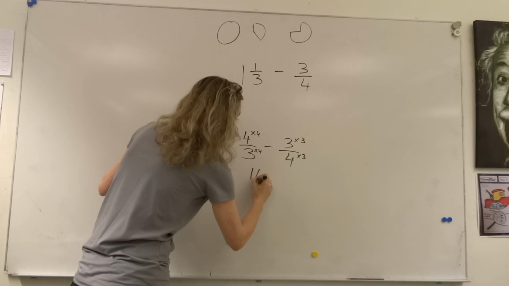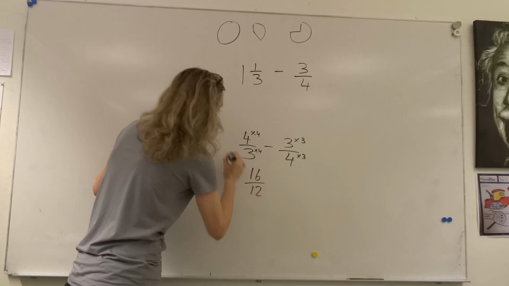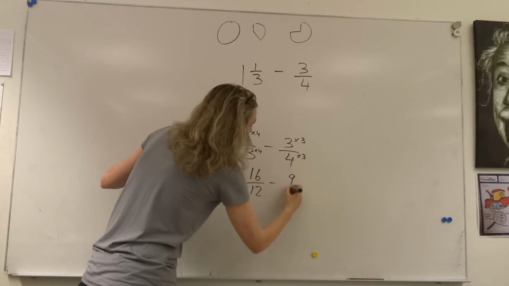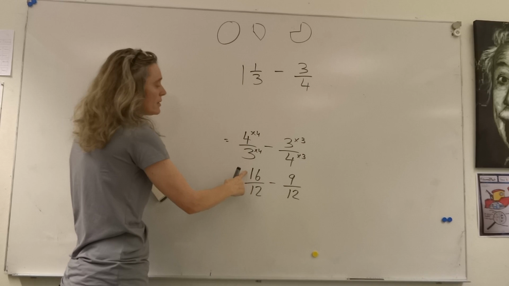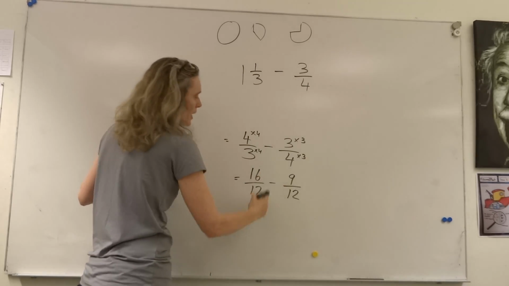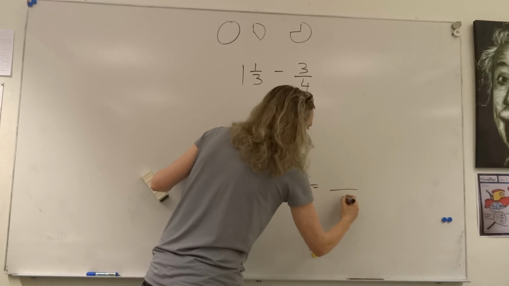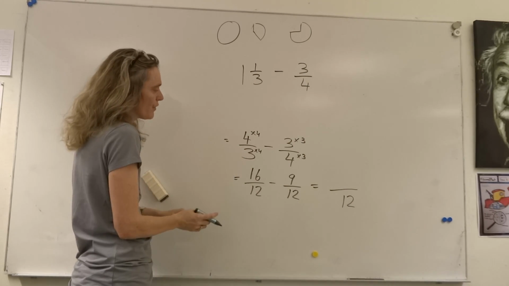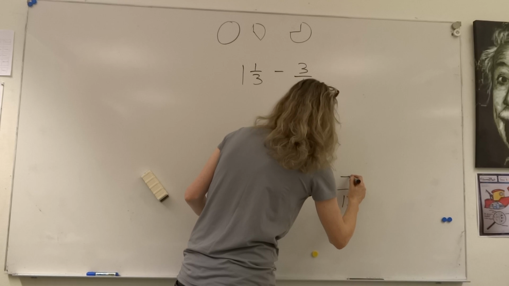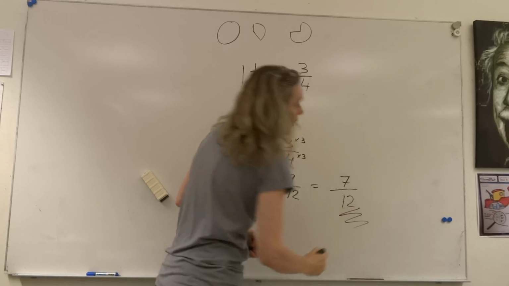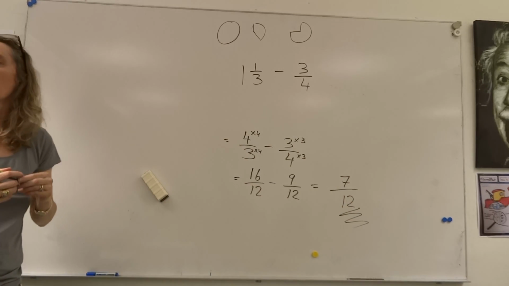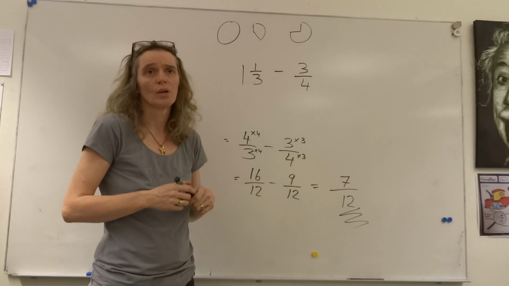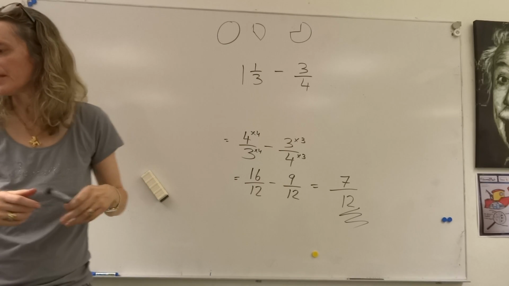Here we get 16/12. Minus 3 3s are 9, 4 3s are 12. So we get 16/12 minus 9/12. It's going to give us an answer in 12ths because we're taking 16 of them and we're taking away 9 of them. And we're going to get the answer 16 minus 9 is 7. And we leave it like that. You can't simplify it any more than that. 7's a prime number. So we get the answer 7/12 there.